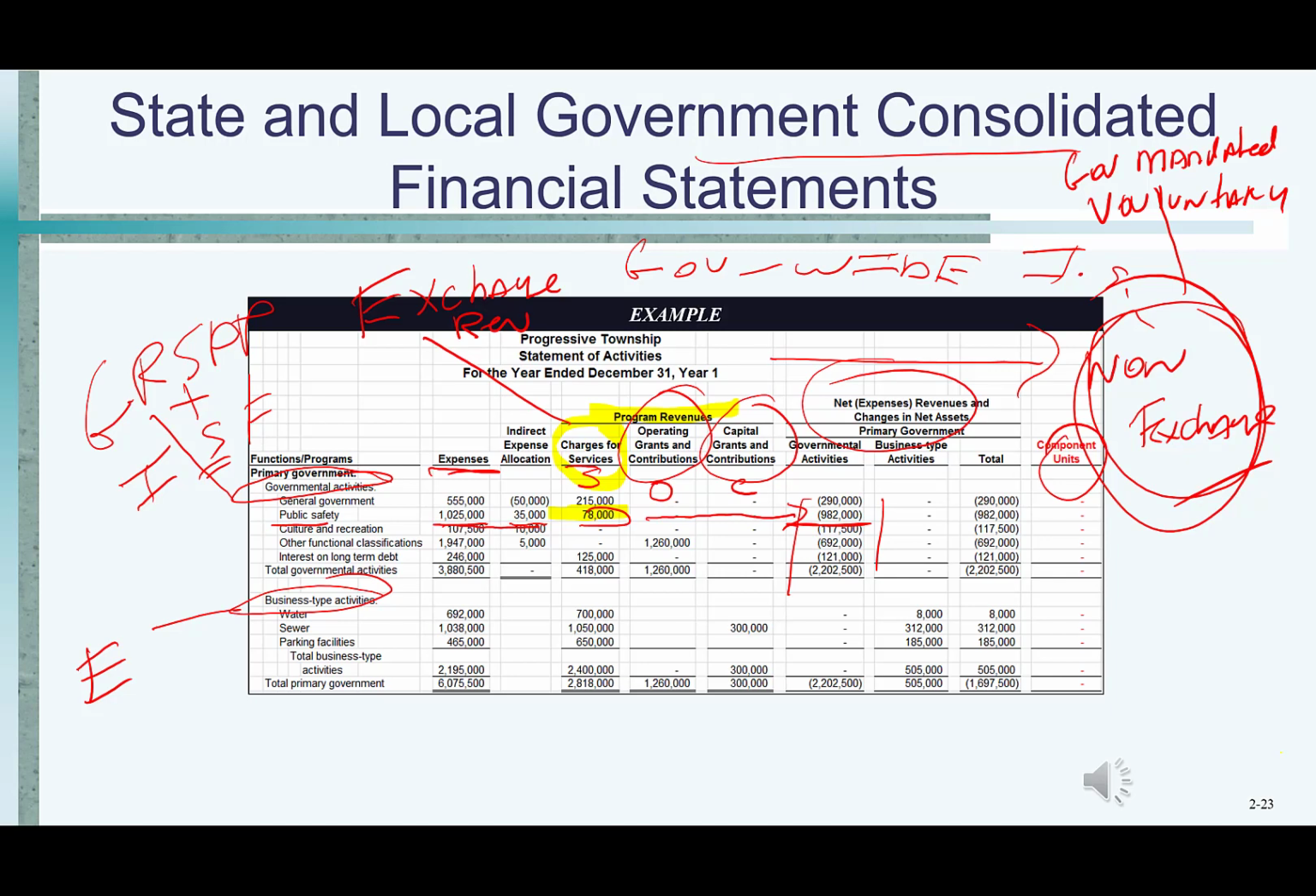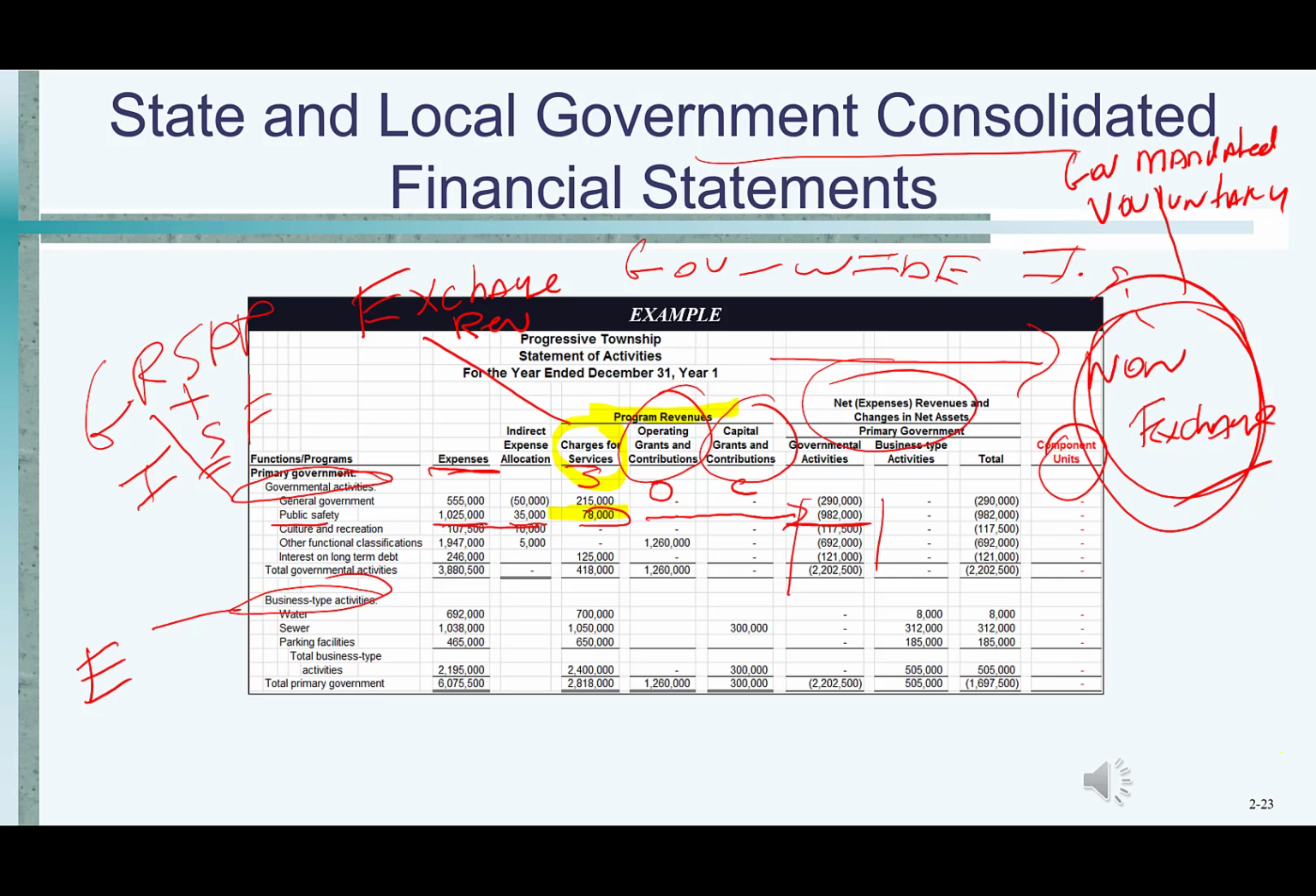One was operating grants, one was capital grants. Now, this government didn't get any. They should have consulted with me because I could have told them about a program at the federal level that would provide some money for state and local police under the public safety function. It's called the COPS program. It's administered by the Department of Justice. And the Department of Justice will give money to pay police salaries, for example. And if they were to pay police salaries, that would be an operating grant.